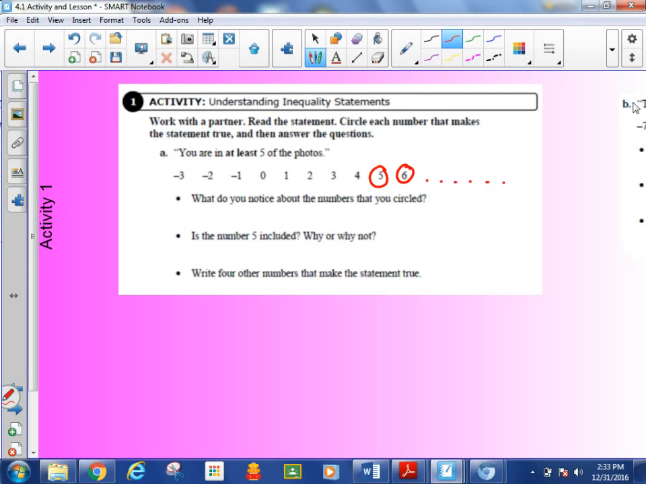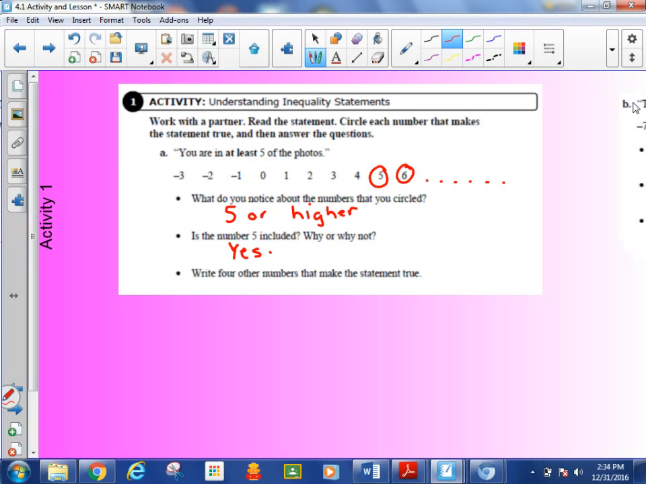So it says, what do you notice about the numbers? Well, when you look at the numbers that we circled, they could be 5 or higher. Or you could use the word greater or larger. Okay, so we noticed that we circled the numbers 5 or higher. Is the number 5 included? Yes. Why is it included? Because we were in at least 5 photos, but it could be more than 5. Okay, so I'm not gonna write that all out. I'm just gonna verbally explain that.